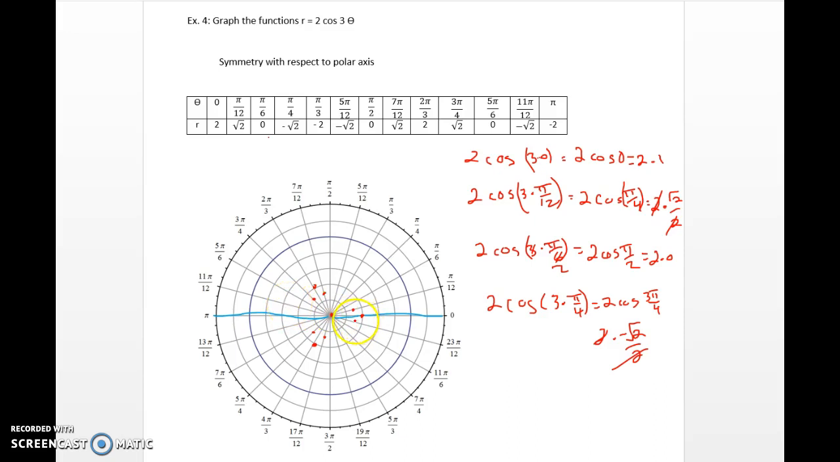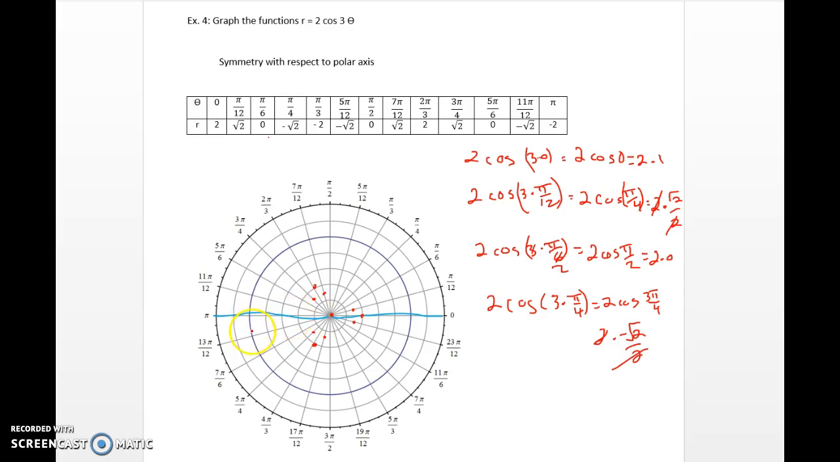So we have to go negative over here to 23 pi over 12. And lastly, when theta is pi, we get negative 2, which we already have. Now, if you were to continue this, we would get the exact same numbers.